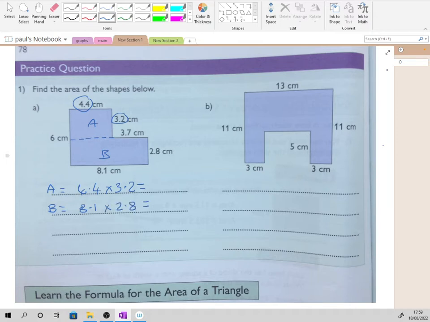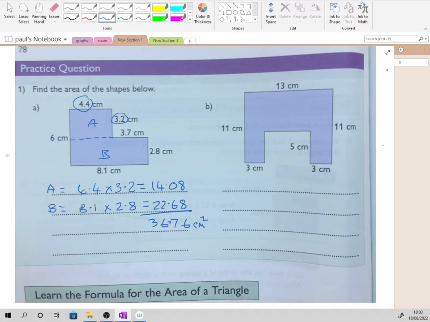Right, calculator out. 4.4 times 3.2 is 14.08. And this one is 8.1 times 2.8, and that is 22.68. Add the two together and we've got the answer: 37.76 centimetres squared.